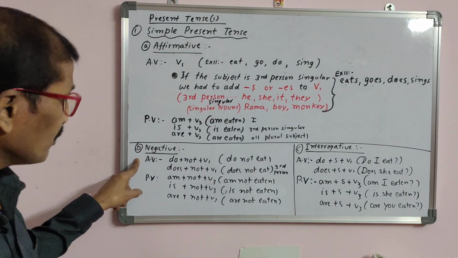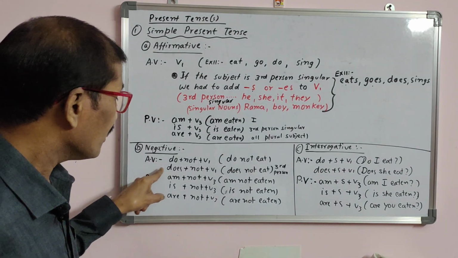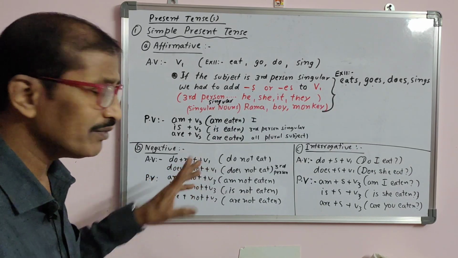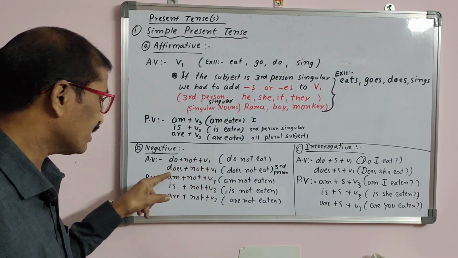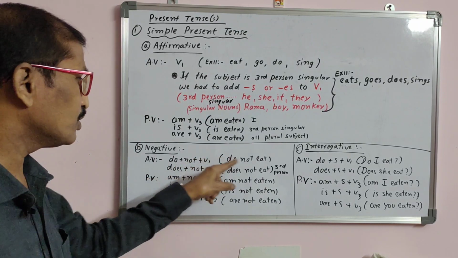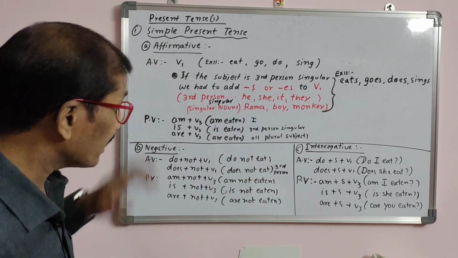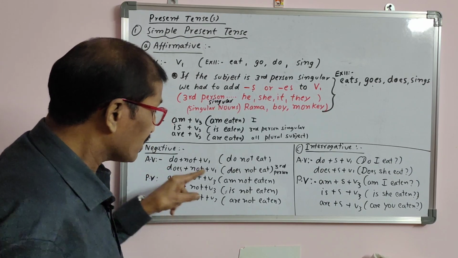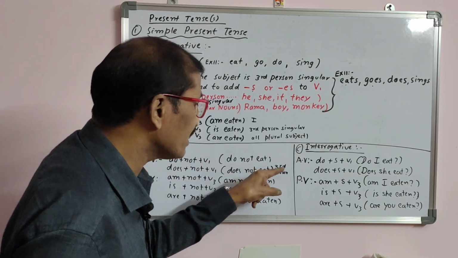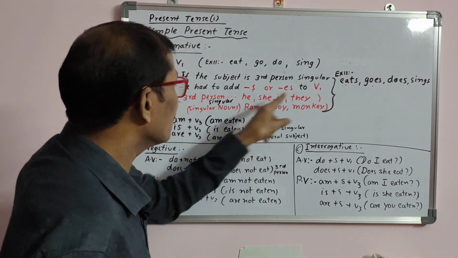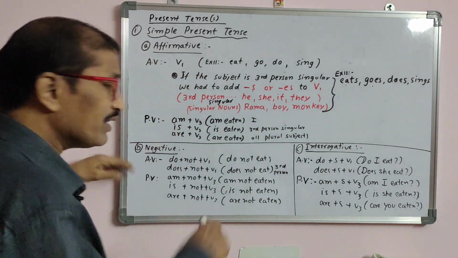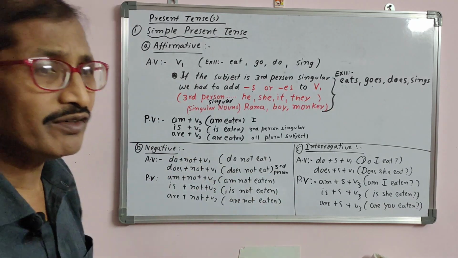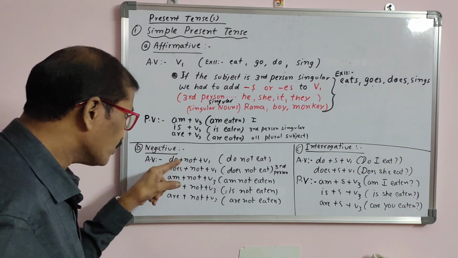When it comes to negatives, in active voice, do or does is used, not is added, and V1 form is used. That means do not V1, does not V1. Examples: do not eat, does not eat. Again, the doubt comes when we have to use do and when we have to use does. Does not V1 is used when third person singular comes as the subject. For the remaining things, that means I, we, you, they, and plural forms of nouns, for them you have to use do.